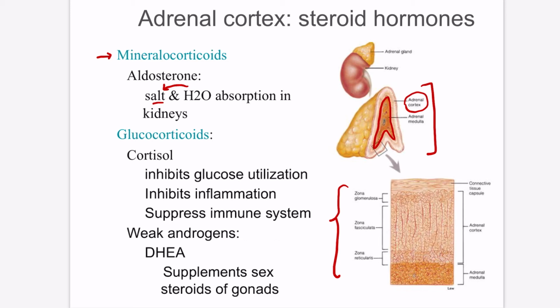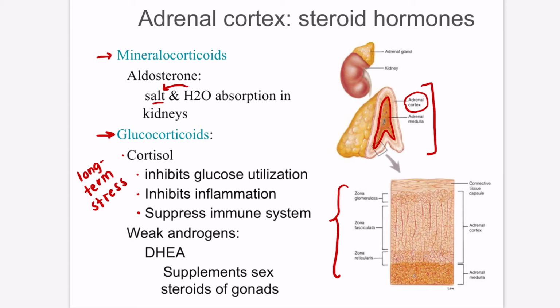Second, we have glucocorticoids. And glucocorticoids are an everyday stress hormone. An example of this is cortisol. Cortisol inhibits inflammation, it inhibits glucose utilization, it suppresses the immune system, and it is like an everyday long-term stress hormone. In contrast to something like epinephrine, which may be a short-term stress hormone.